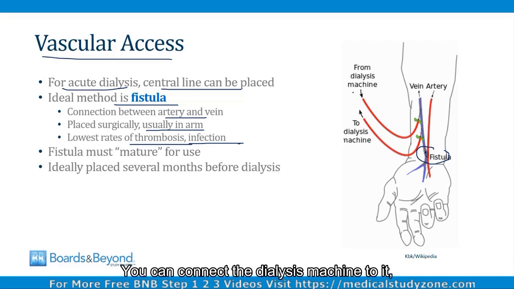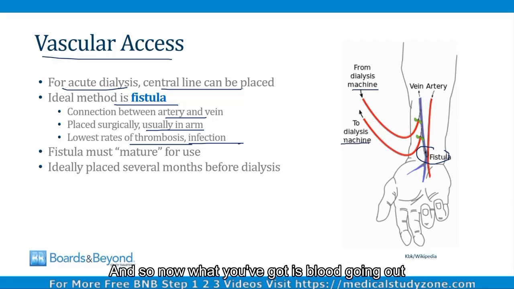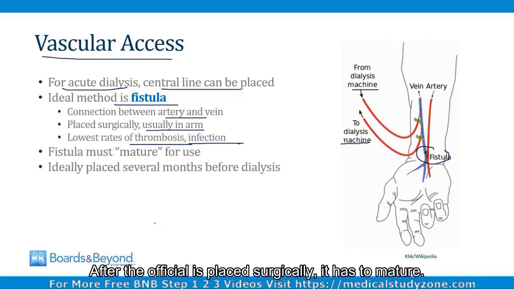You can connect the dialysis machine to it. That will draw blood into the machine, and then another line will send the blood back. And so now what you've got is blood going out of an engorged vein into a hemodialysis unit and then back to the patient. After the fistula is placed surgically, it has to mature.